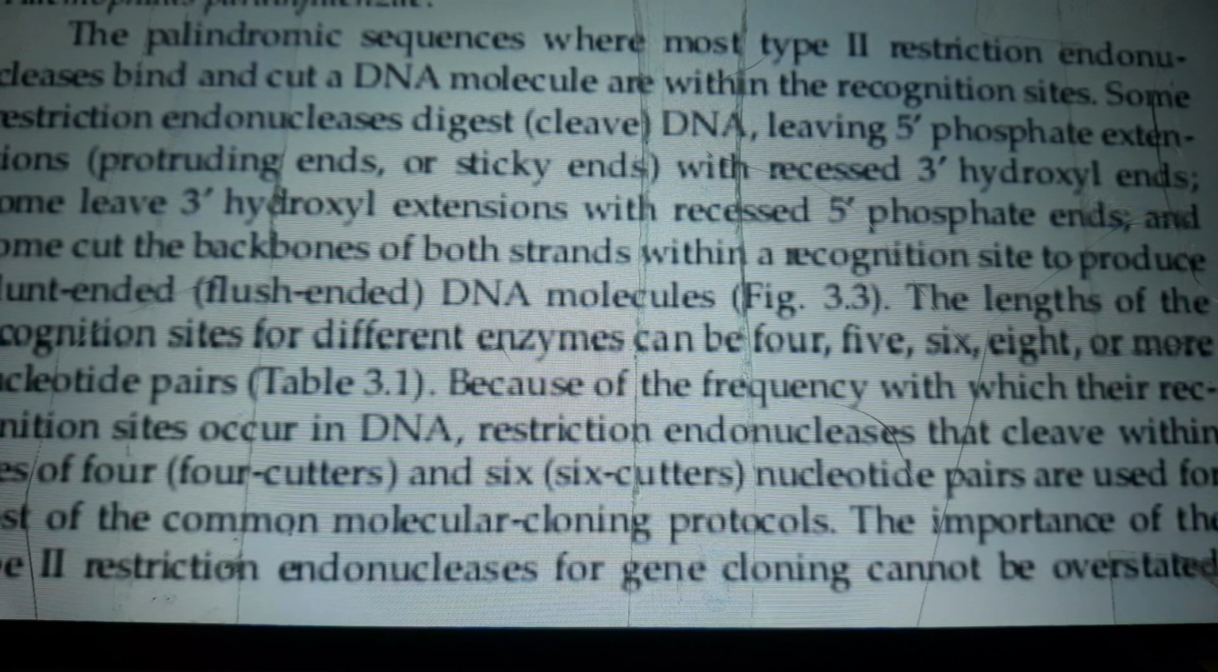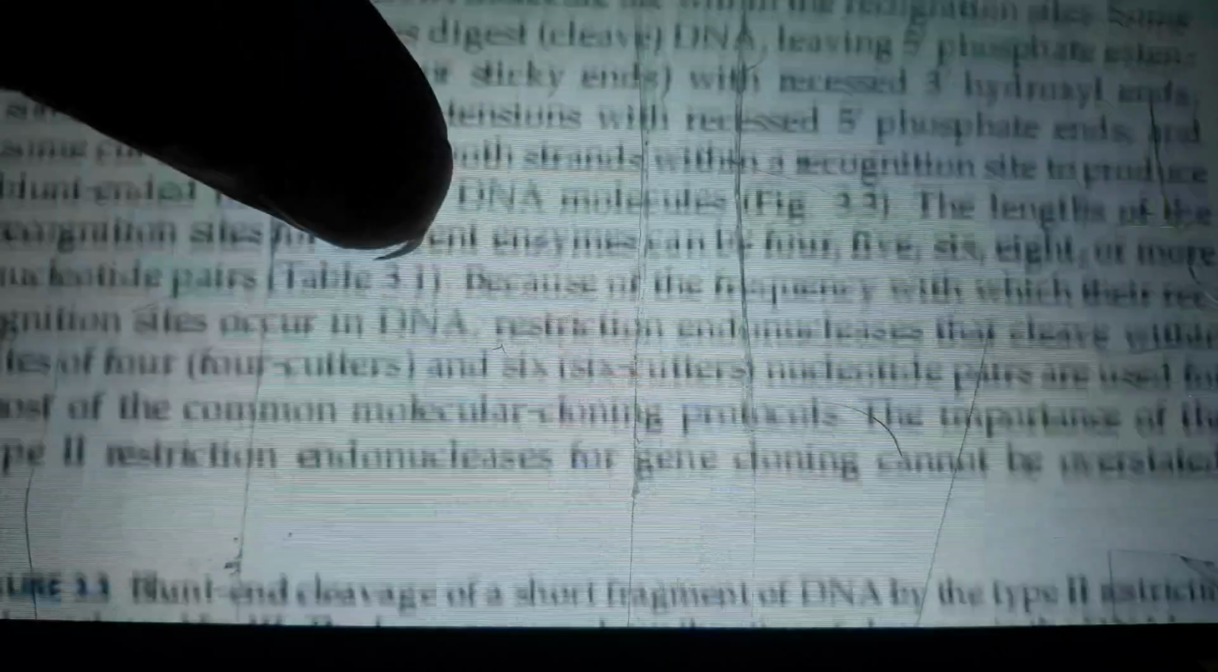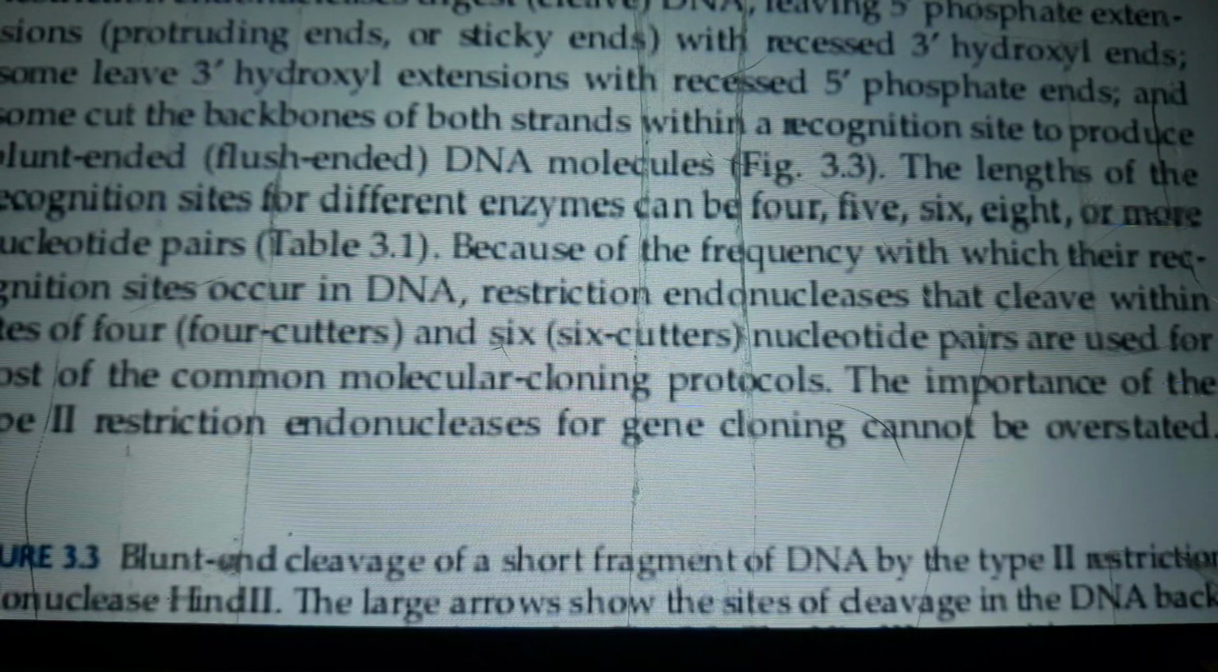Palindromic sequences, where most type 2 restriction endonucleases bind and cut a DNA molecule, are within the recognition sites. Some restriction endonucleases cleave DNA, leaving 5' phosphate extensions, protruding ends or sticky ends, with recessed 3' hydroxyl ends. Some leave 3' hydroxyl extensions with recessed 5' phosphate ends. And some cut the backbones of both strands within the recognition site to produce blunt-ended, flush-ended DNA molecules.